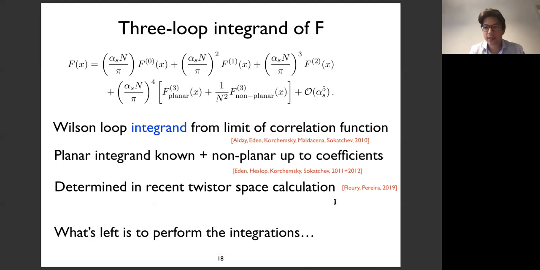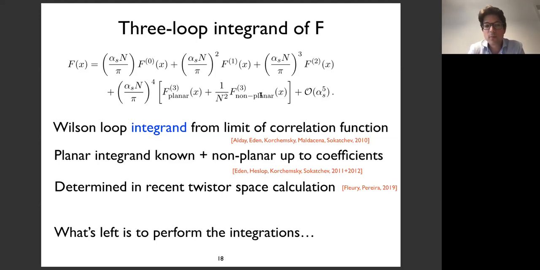So to extend this to the next order, we need to know what the integrand is for this quantity f. And just to see the structure, we expand here in the coupling. So we have the free loop computation, a free loop contribution here. And now we have for the first time both a planar and a non-planar correction, which of course mirrors what we saw for the cusp anomalous dimension.